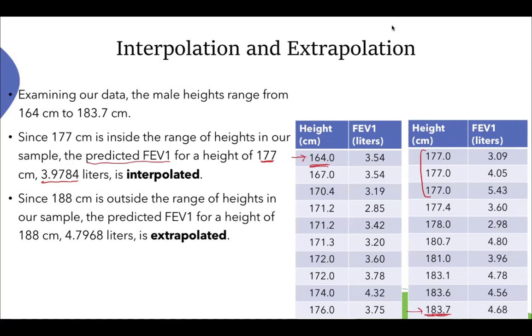188, the other value of x that we plugged into our regression equation, is outside the range of heights in our sample. The highest height is 183.7, so 188 is outside of that range. The value that we got when we plugged 188 into our regression equation, 4.7968, is called an extrapolated prediction. It's the result of plugging in a value that is outside the range of x values.